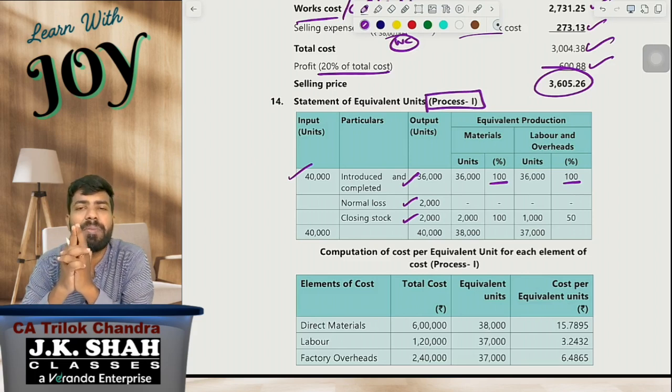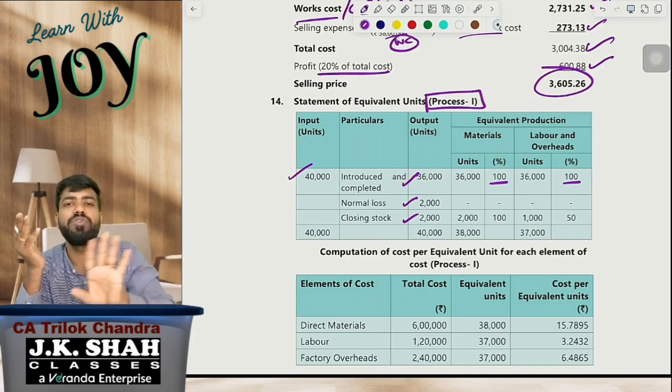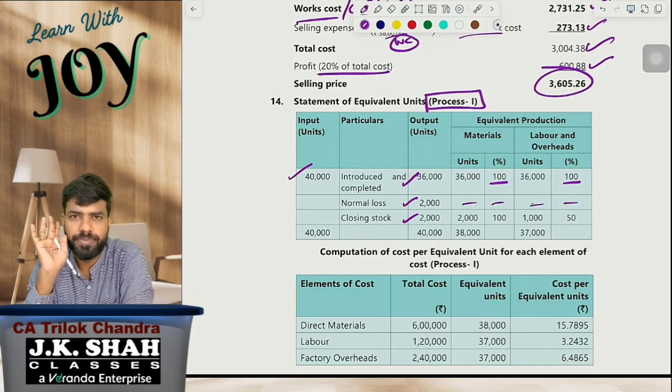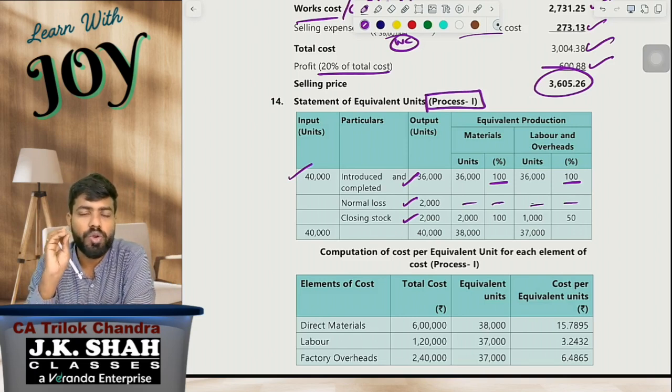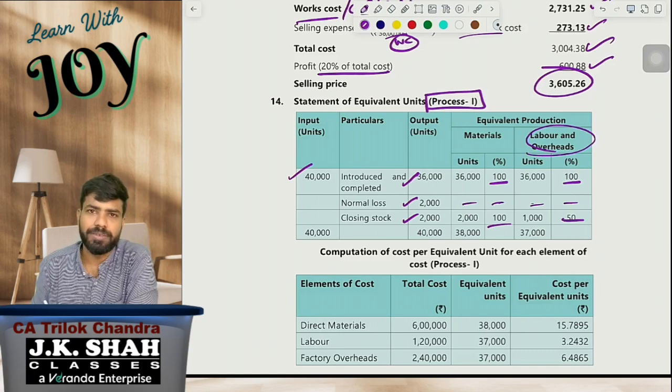In this case, it is normal loss. To the normal loss units, we are not going to apportion the cost, so we are not taking the unit, just putting a dash. Abnormal loss is 0. For closing stock, they clearly stated in the question, material is 100%, labor is 50%, overheads is 50%.